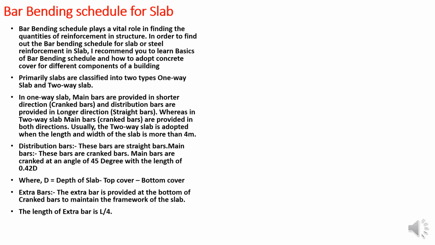Extra bar. The extra bar is provided at the bottom of the cranked bars to maintain the framework of the slab. The length of the extra bar is length by 4, that is L by 4. An image of a one-way and two-way slab is shown in the adjoining image.